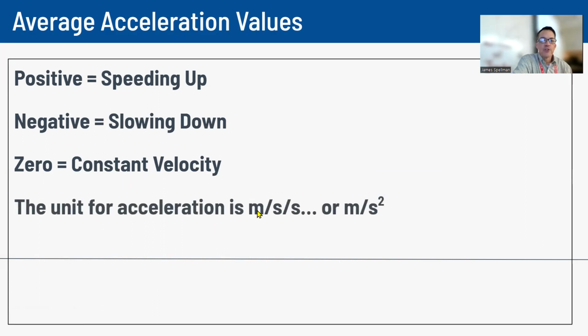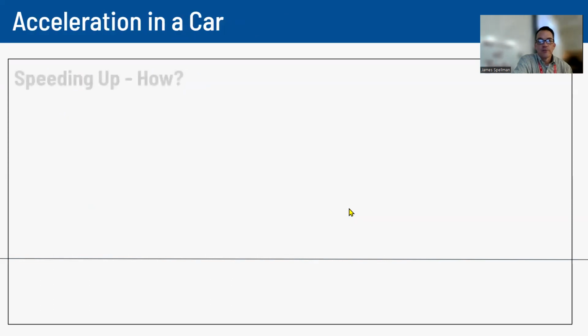The units for acceleration are meters per second, because it's basically velocity divided by time. This ends up being written shorthand as meters per second squared, as opposed to just meters per second. So meters per second is speed or velocity. Meters per second squared is acceleration.